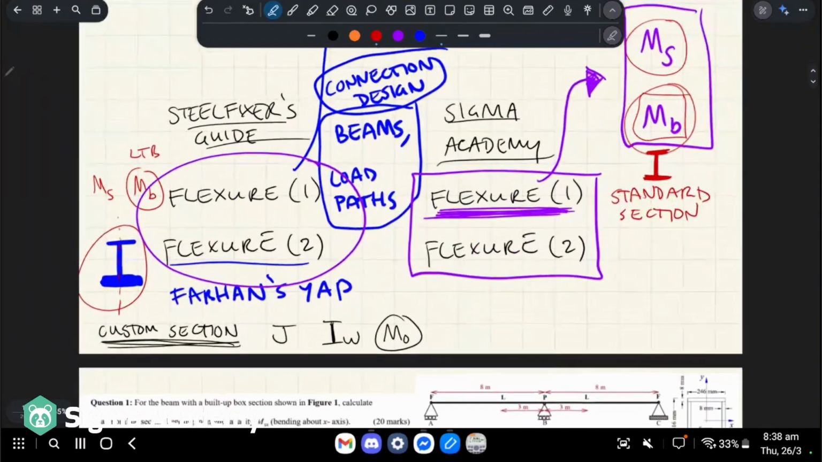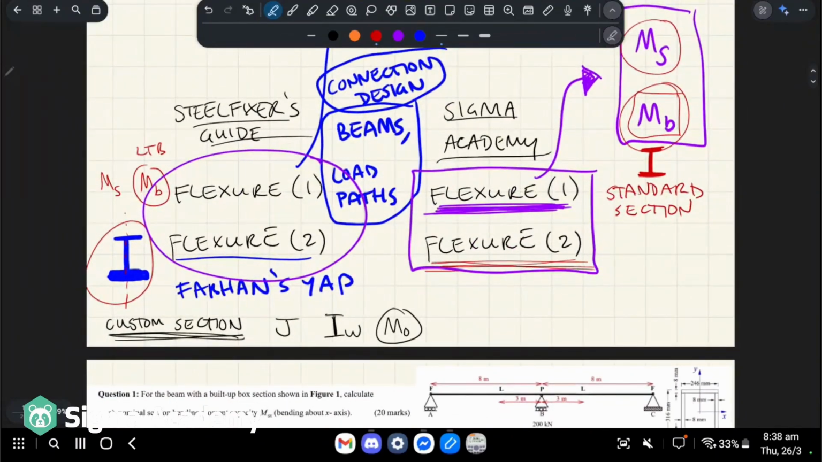So in this video, the idea is that we're going to go through another custom section, similar to Farhan's video, except instead of a monosymmetric section, I'm going to go through with you and explain how a box section works, right? A custom box section.